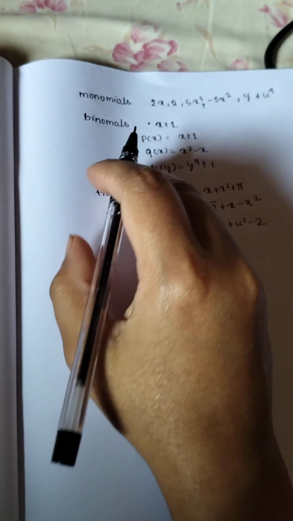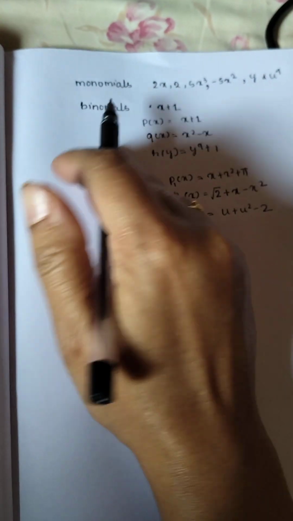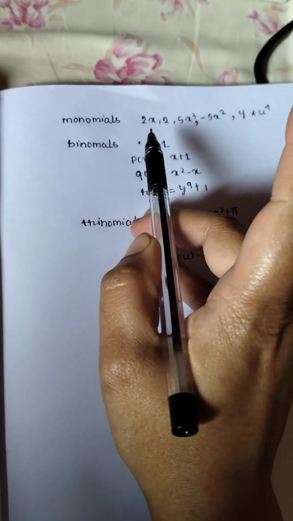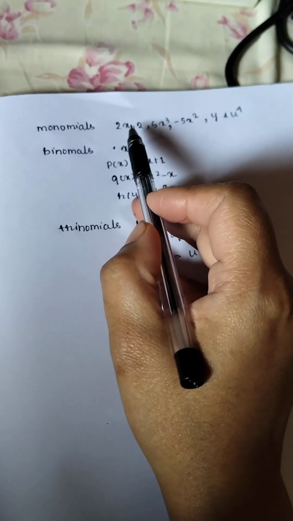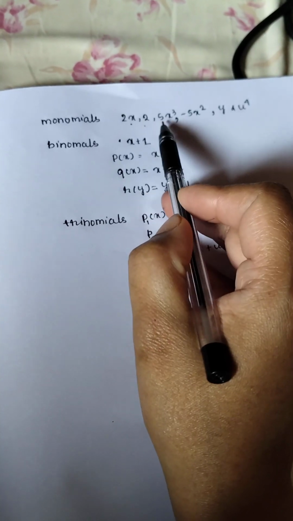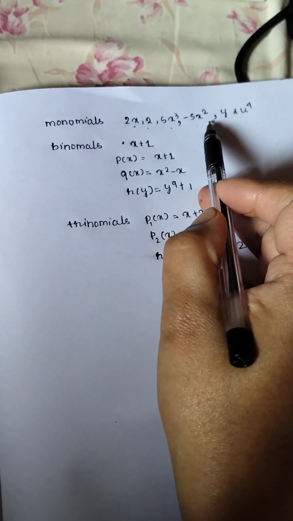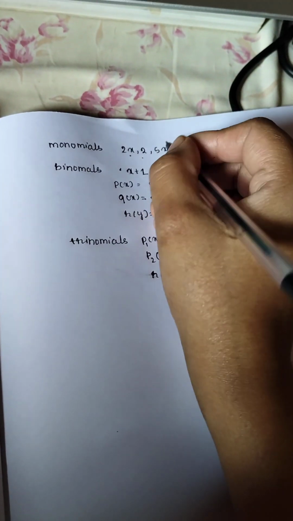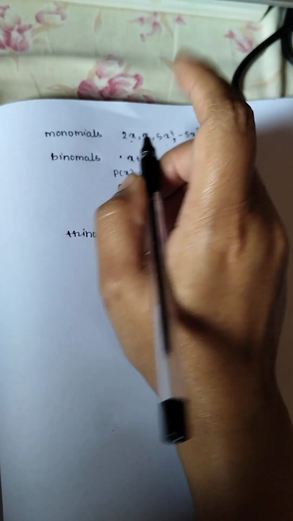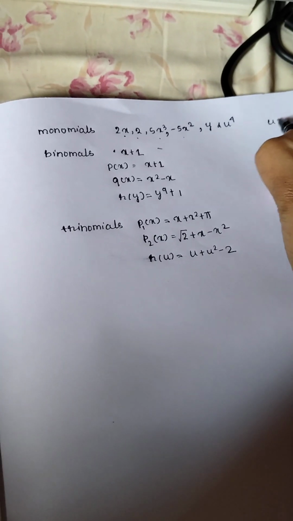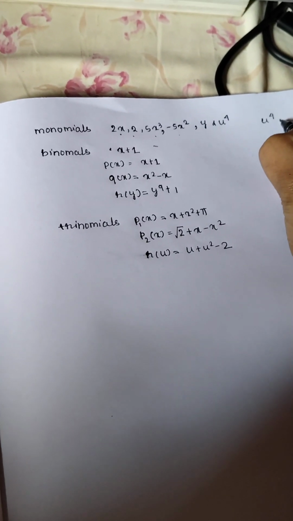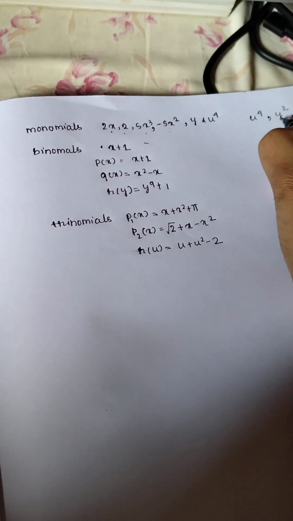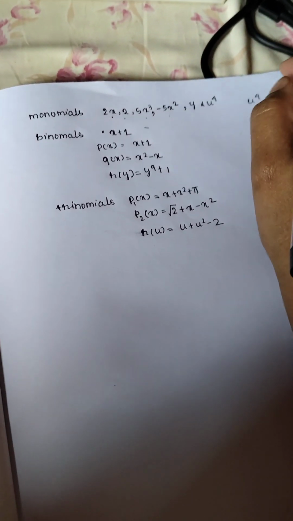We can consider another type of polynomial, that is monomial. Monomial means only one term is there. For an example, 2x, 5x cube, minus 5x square. These are examples of polynomials with only one term. Like u to the power of 4, or I can say y square. These are all polynomials with one term.